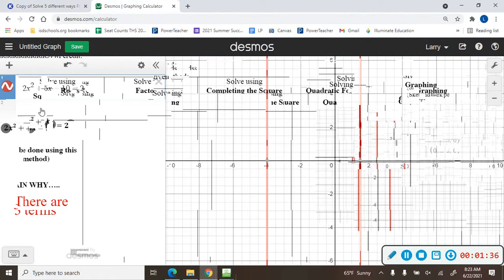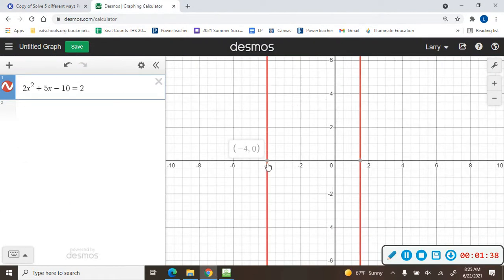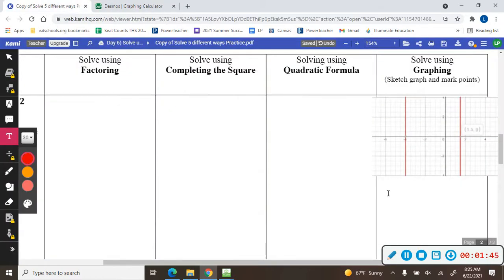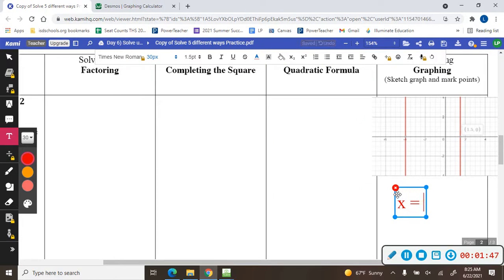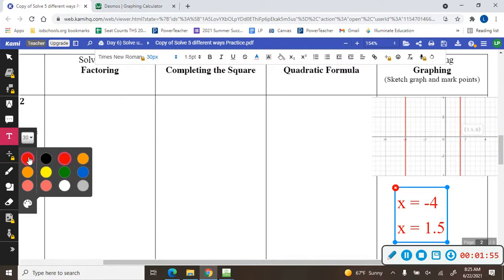So after graphing, we can see the solutions are negative 4 and 1.5. So I would say x equals negative 4 and x equals 1.5. Those are my 2 solutions by graphing.